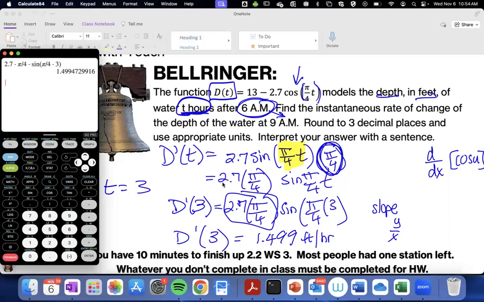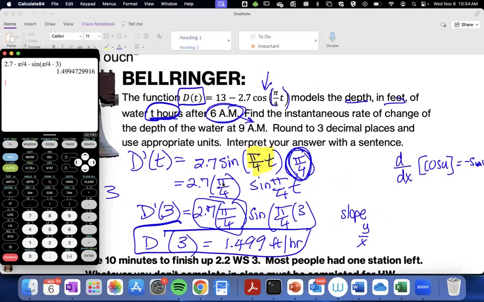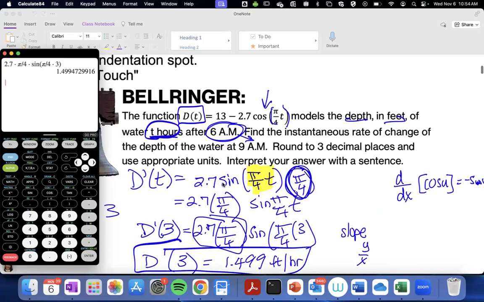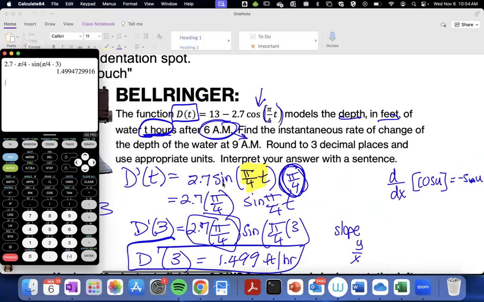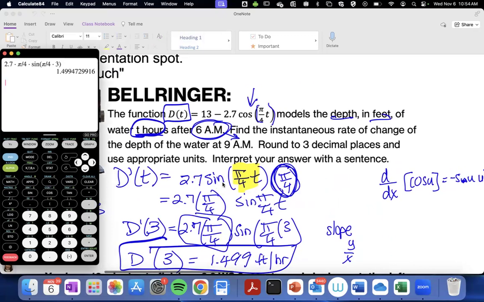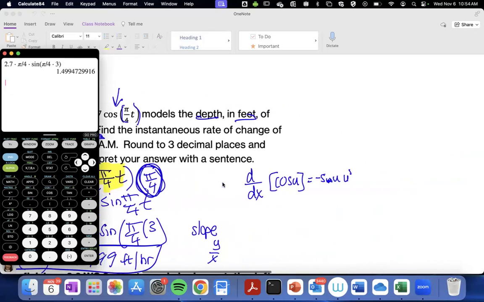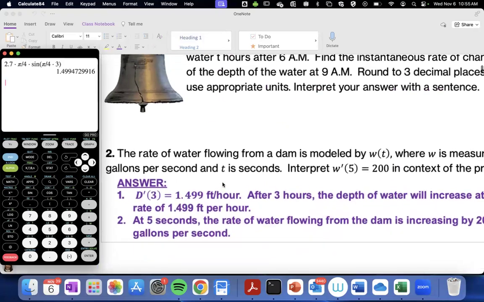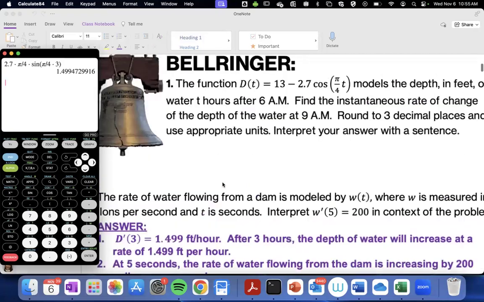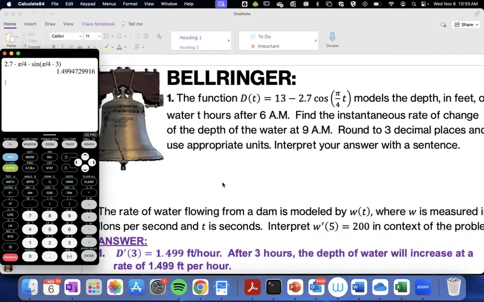So how would I interpret that then? What would you say? Anybody want to give me their sentence? After 3 hours, what happens? Increase at a rate of, yep, depth. 1.499. Yeah. Here's what I said. The depth will increase at a rate of 1.499 feet per hour. Just ignore that second part there. You don't need that for 2.